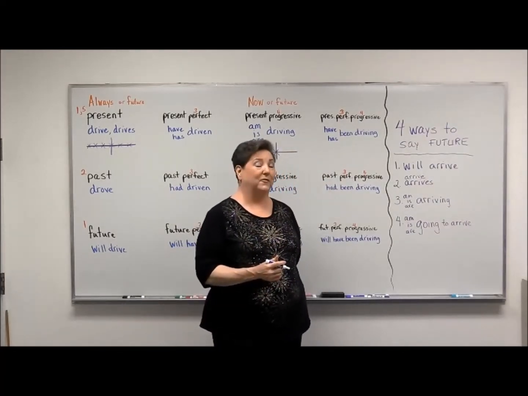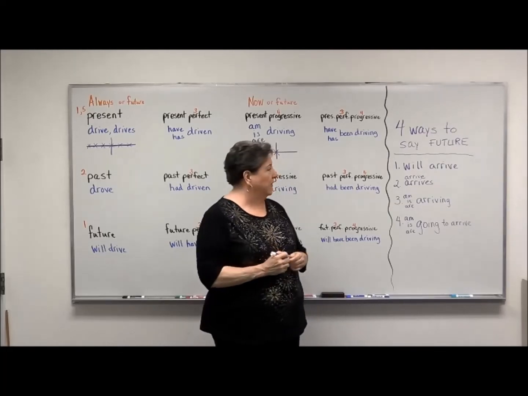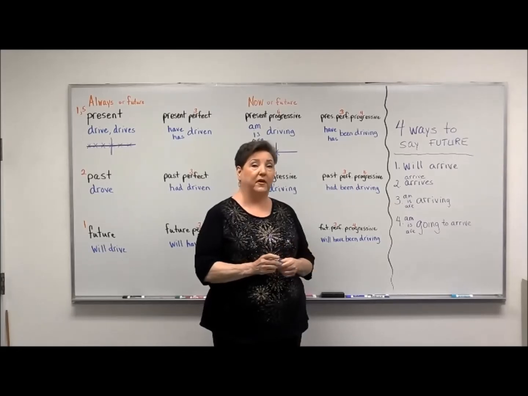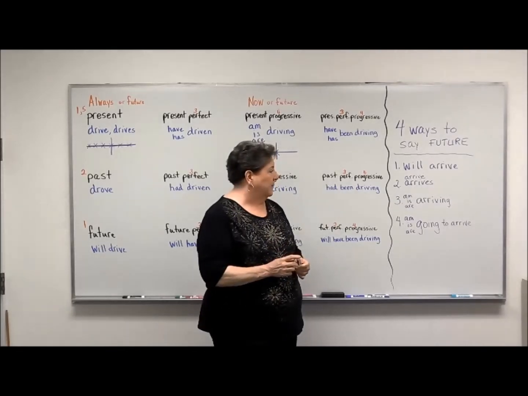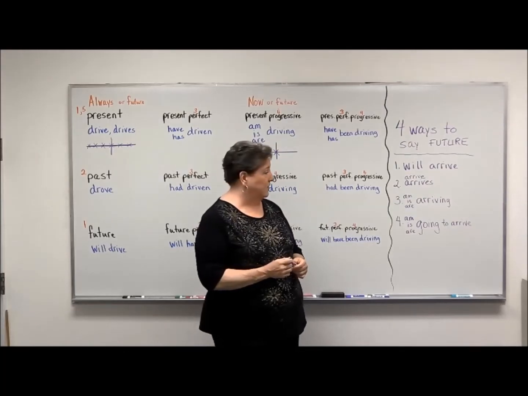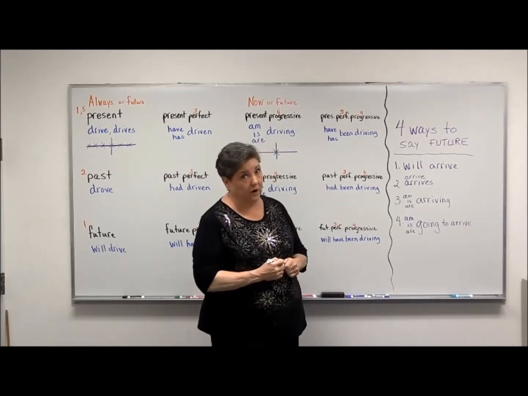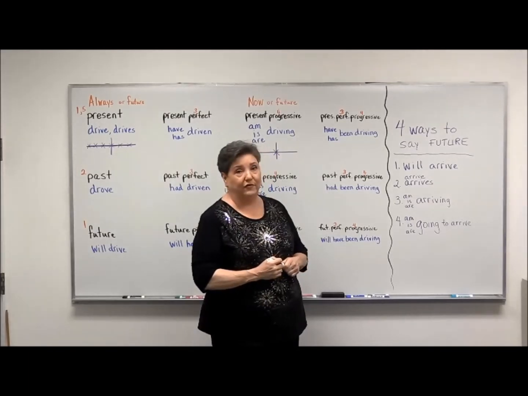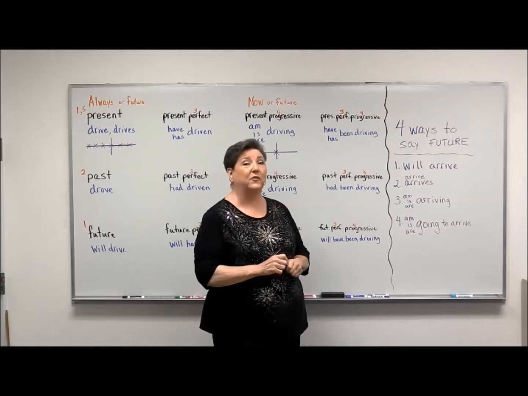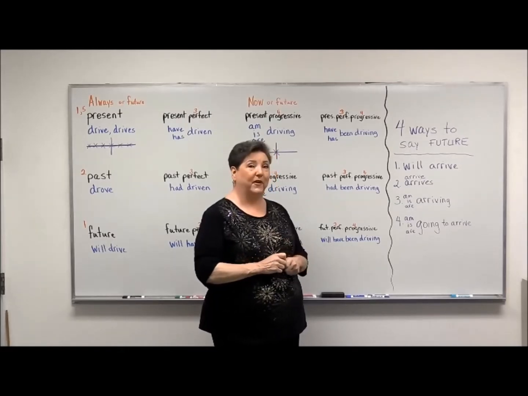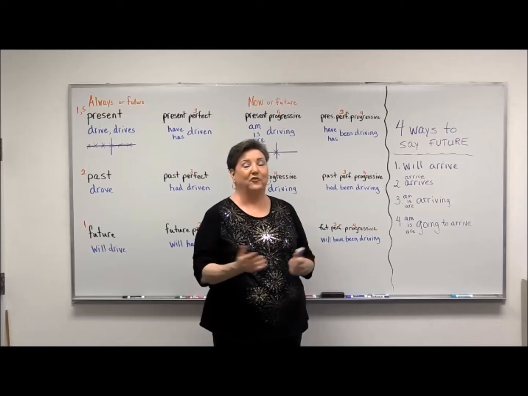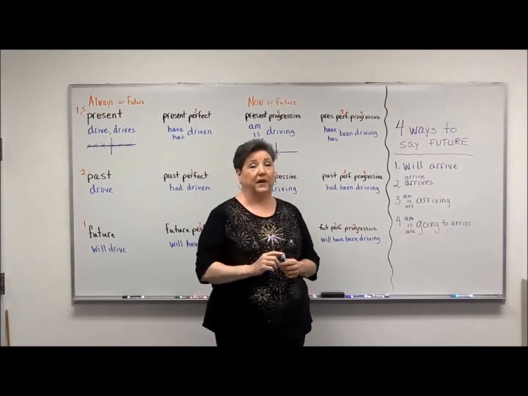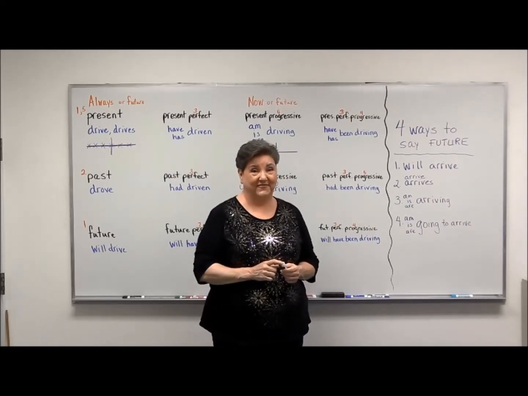Example, the plane will arrive tomorrow at 8. The plane arrives tomorrow at 8. We arrive tomorrow at 8. The plane is arriving tomorrow at 8. We are arriving tomorrow morning at 8 o'clock. We are going to arrive tomorrow at 8. The plane is going to arrive tomorrow at 8. All 4 are the 4 ways we say simple future in English. You pick a verb and you try it, all right?